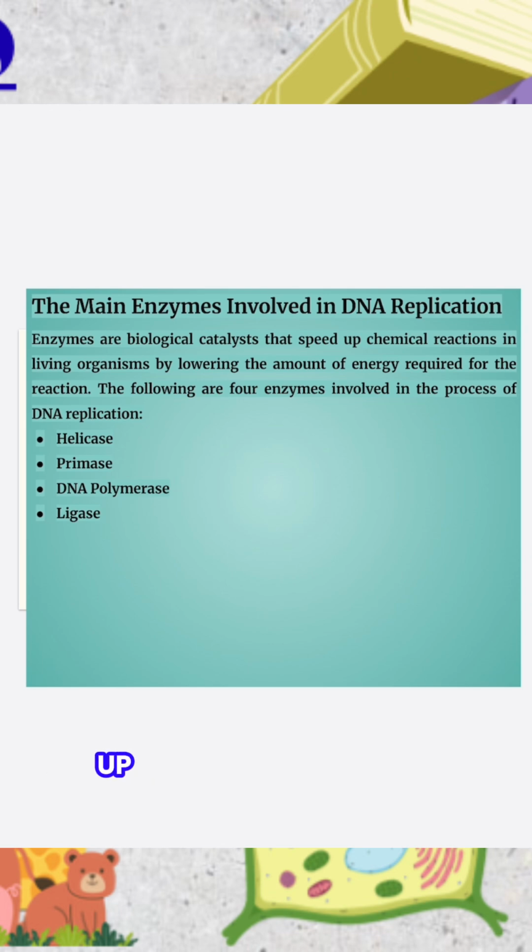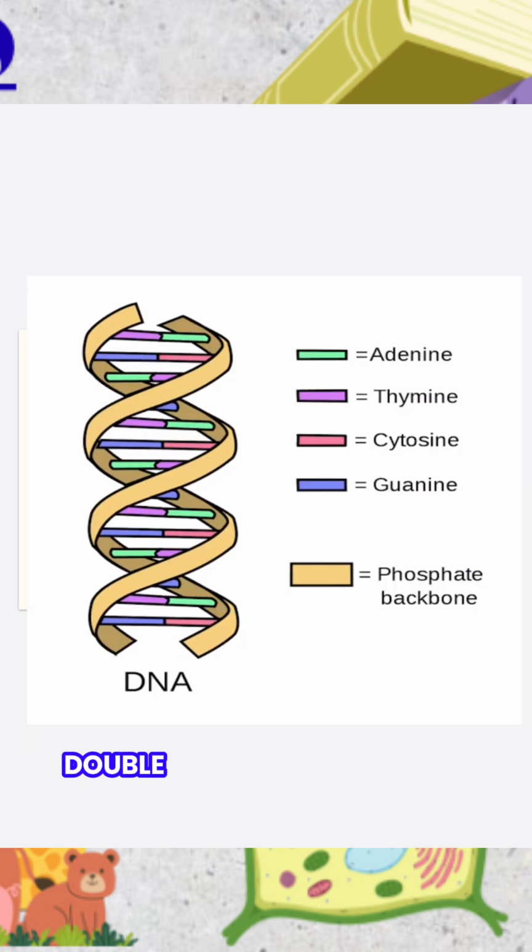You know the hydrogen bond: adenine is connected to thymine, while guanine is connected to cytosine. So this helicase will break up the hydrogen bond holding the two DNA strands together. This opens up the double helix into two single strands.